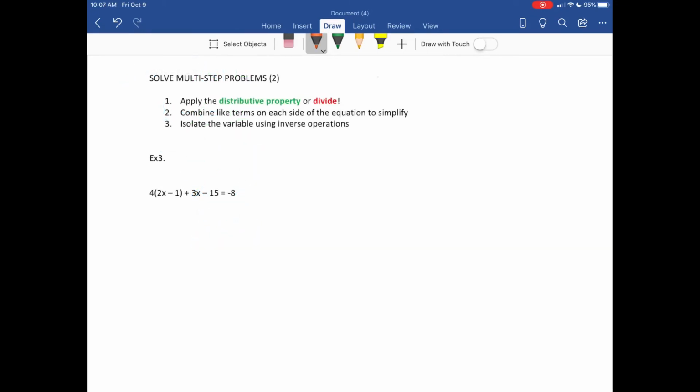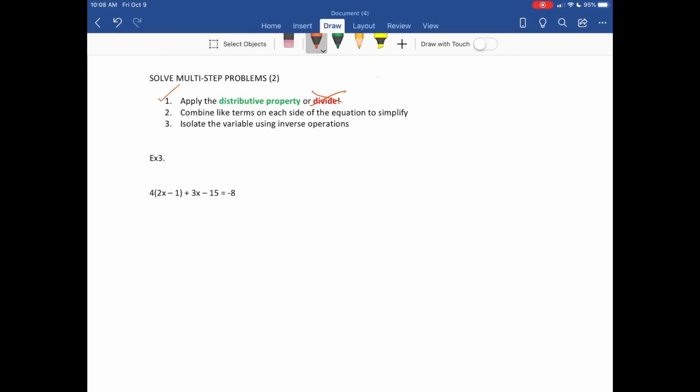Now let's look at this last example. One thing I want you to be mindful of for example 3 is we notice here with the 4 and the 2x minus 1 that 4 is only multiplied to the 2x minus 1, and then I've got the rest of this, these two terms on the left side. So here I do not want to divide because the entire side is not being multiplied by 4. So in this instance, all I want to do is apply my distributive property.